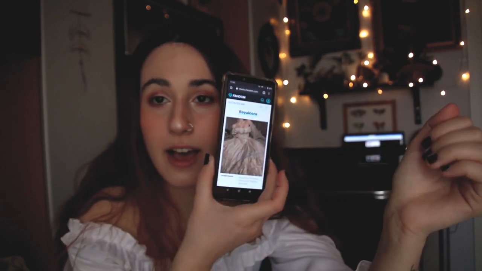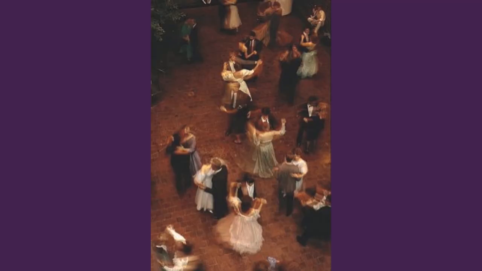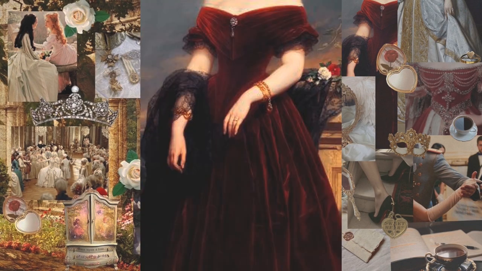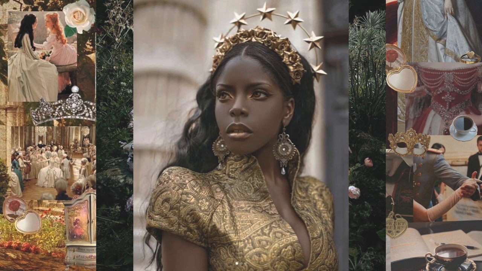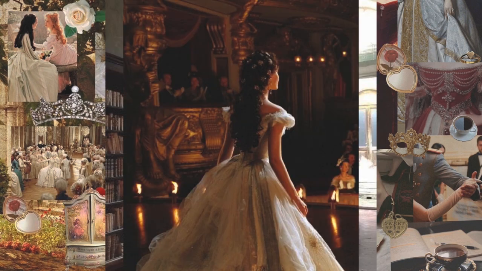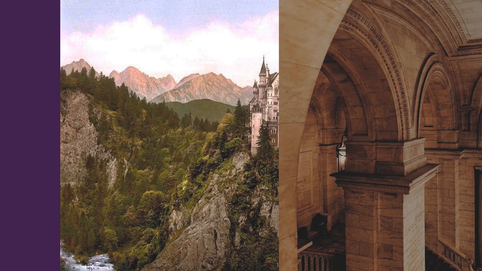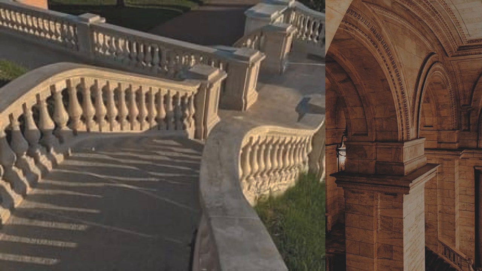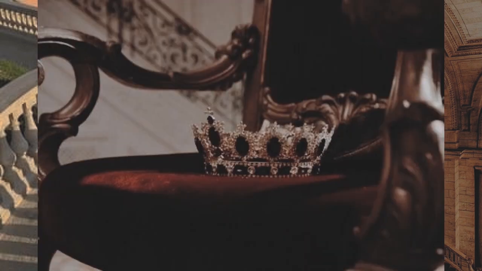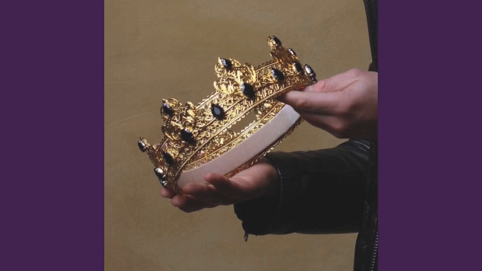Okay, so Royalcore. I have the aesthetic wiki here with me. Royalcore is a term referring to a group of aesthetics based on the visuals of West European royalty. Visuals can be from architecture to actions to artwork. So we have castles, marble columns, archways, staircases, thrones, swords, horses, portraits, scepters, crowns and tiaras.